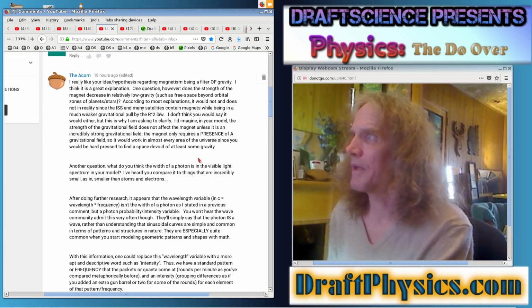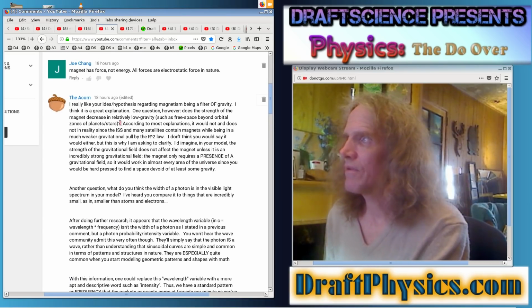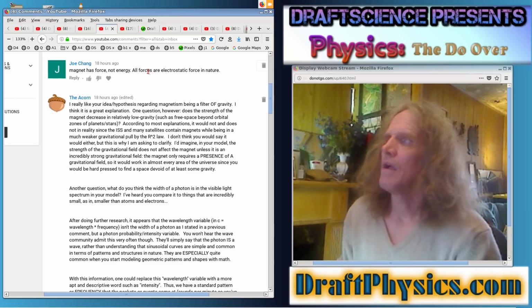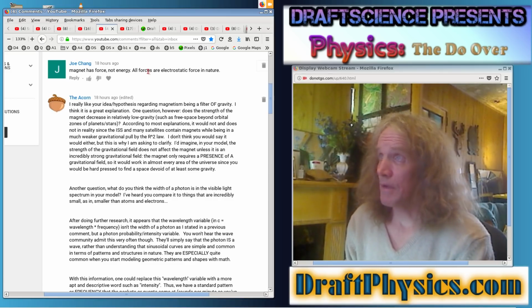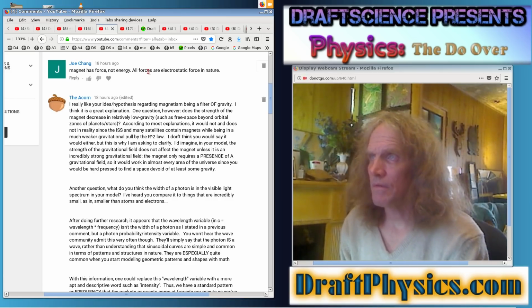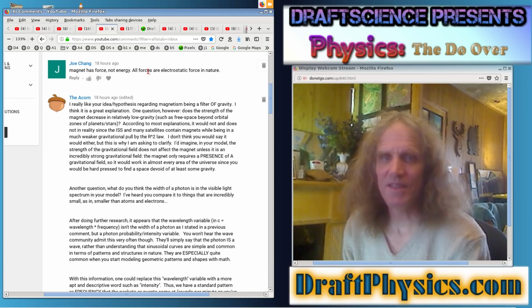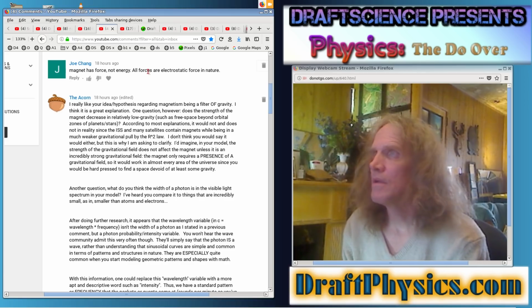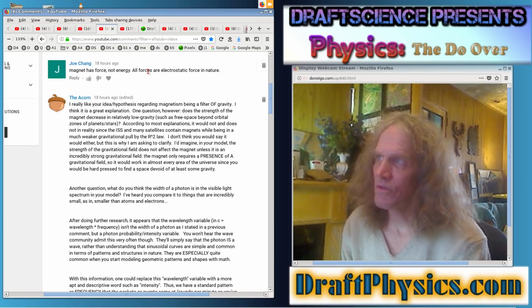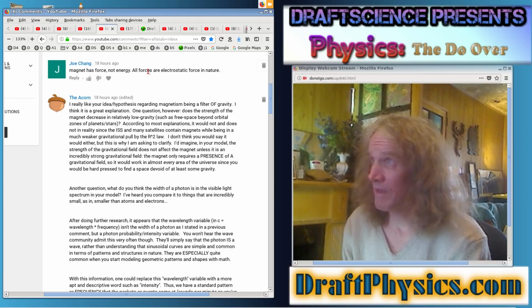It's a long comment. Okay, so the acorn. I really like your idea regarding magnetism being a filter of gravity. Yes, it makes sense that it's a filter because it doesn't burn any energy. I think it is a great explanation. One question, however, does the strength of the magnet decrease in relatively low gravity?